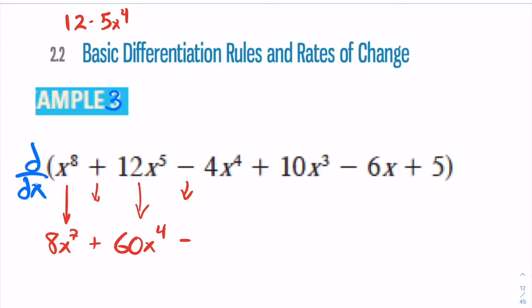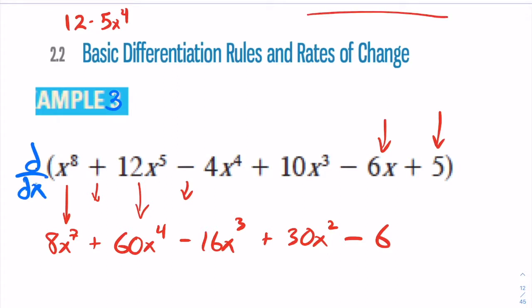The derivative of 4x to the fourth is going to be 16x cubed plus 30x squared minus, now remember this is linear, 6x, so the slope is 6, okay? 5 is a constant. What's the slope of a constant line? That's a 0. Or you remember that the derivative of any constant is going to come out to 0. So that goes away. So here you have it.